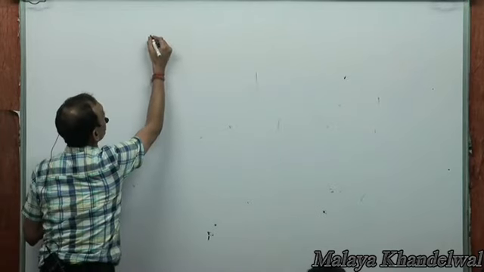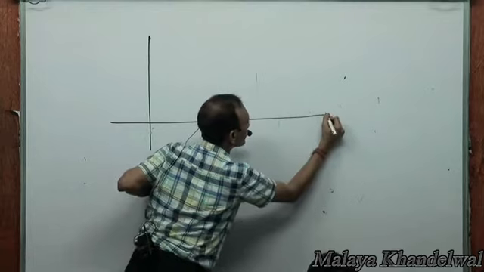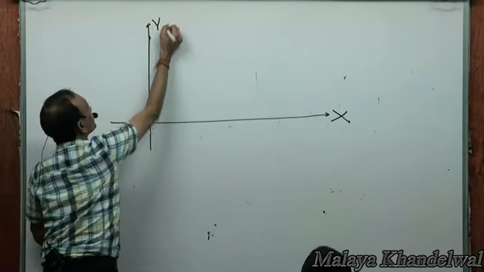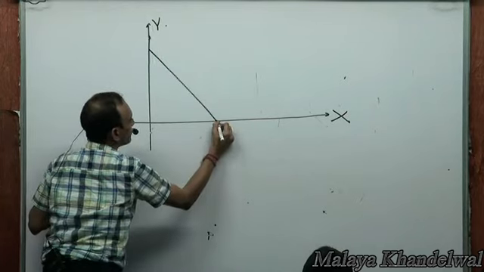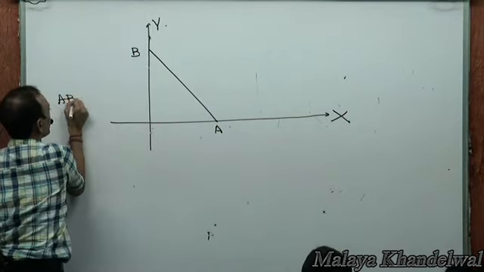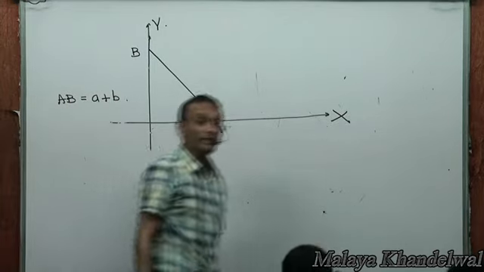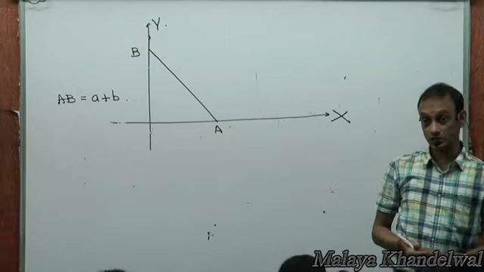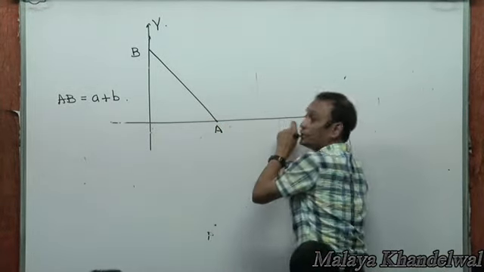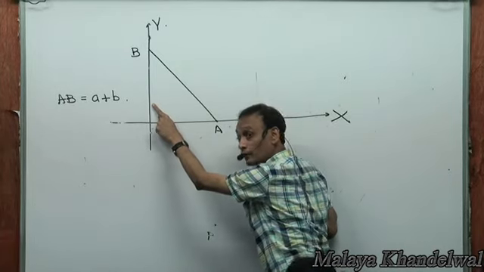Suppose we have a ladder AB of length a plus b units. And the point A could slide on the floor, the point B could slide on the wall, right?